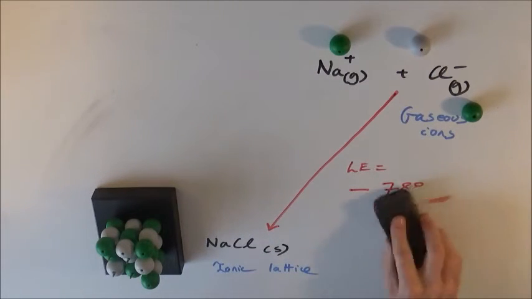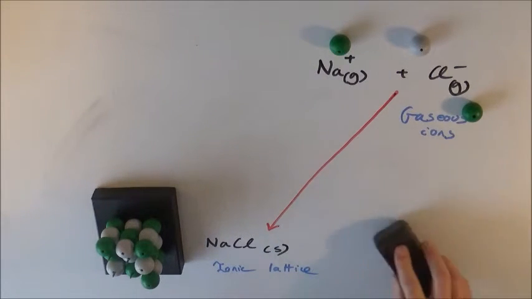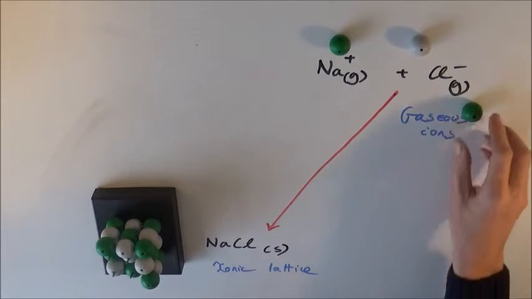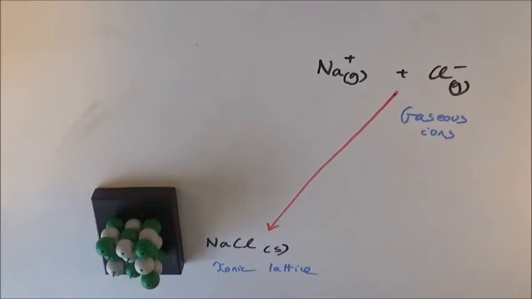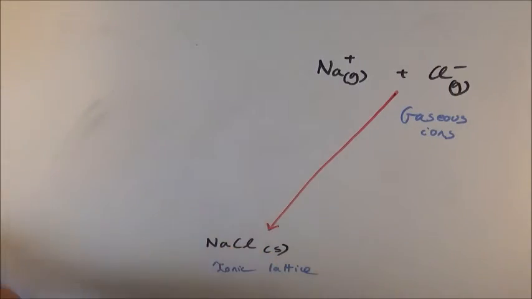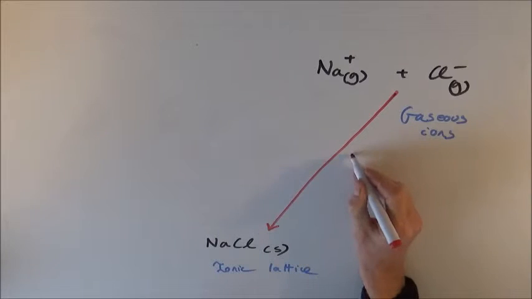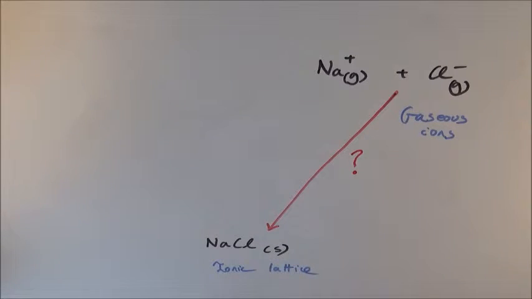So I'll remove that for the moment because that's the one we're going to be trying to find out. We're going to use the Born Haber cycle that we're constructing to obtain this value, because this is the one that you cannot measure experimentally. So if you've seen my video on Hess's law, you'll understand how we've got to find another route between these two.